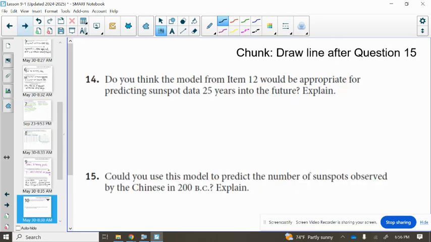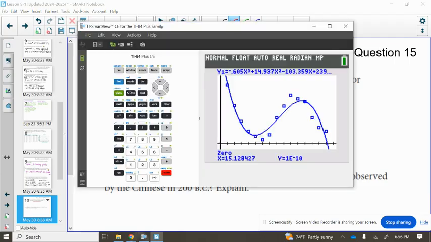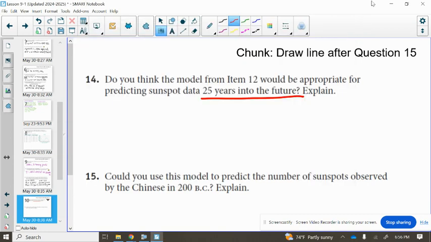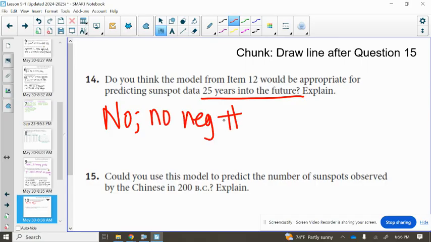Now, do we overall think that this is going to be an accurate predictor for 25 years into the future? Not really, because if we notice on this graph, we're getting more and more and more negative. So we're not going to have a negative number of sunspots.